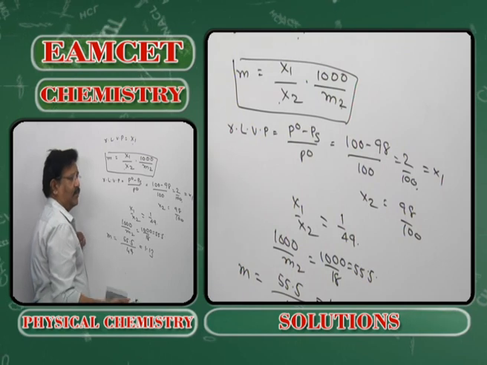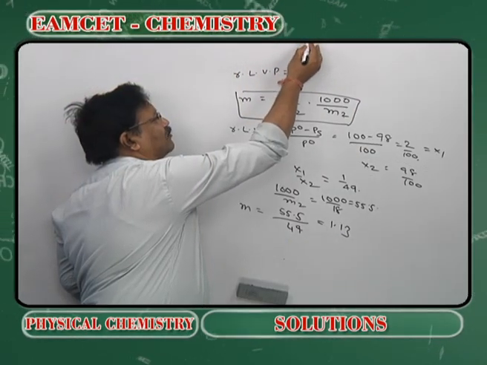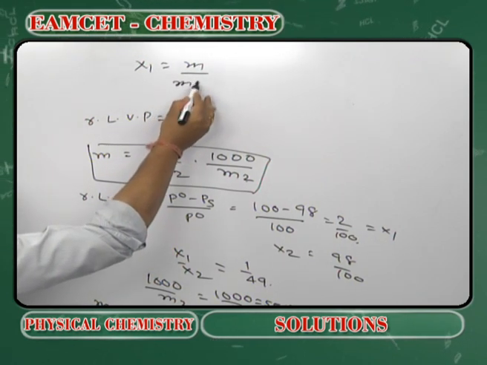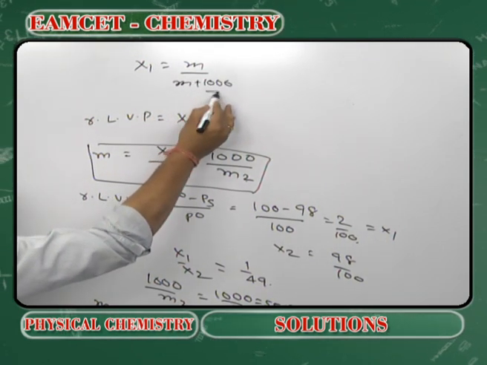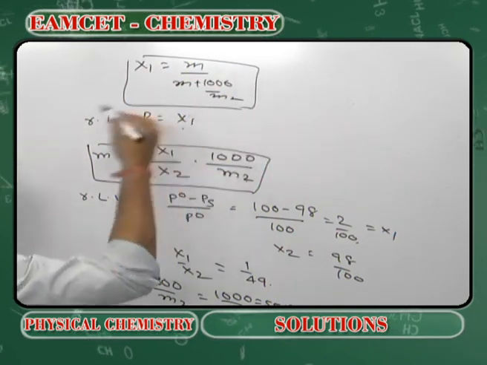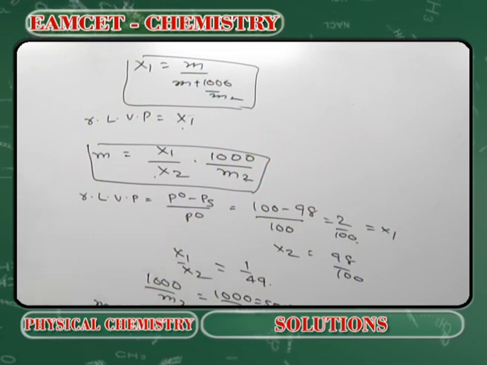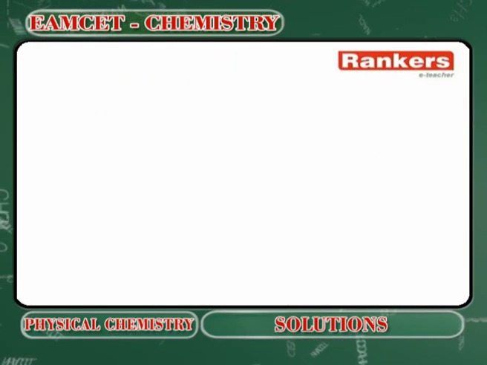When the molality value is known, how to calculate the x1 value? M by m plus 1000 by m2. These two relations are very important in the calculation of RLVP values. Please remember this. Next question.